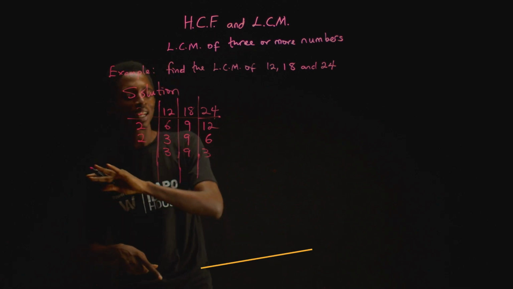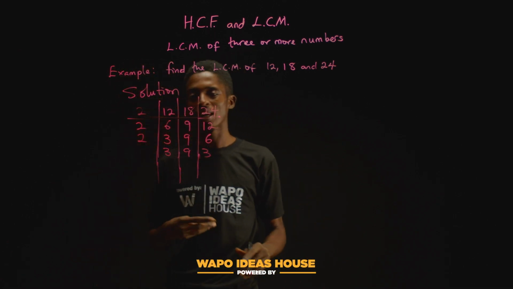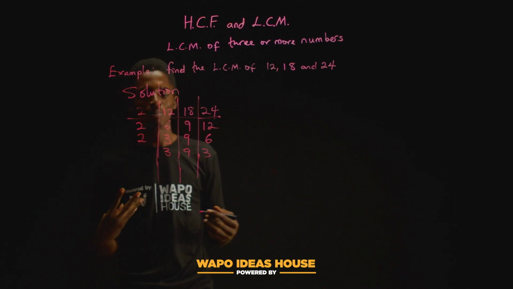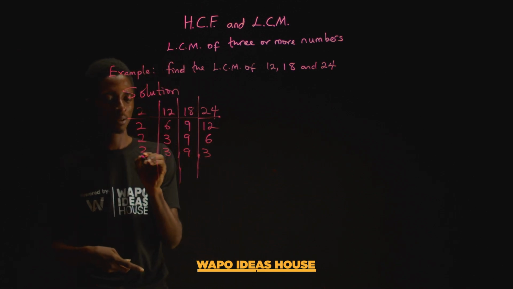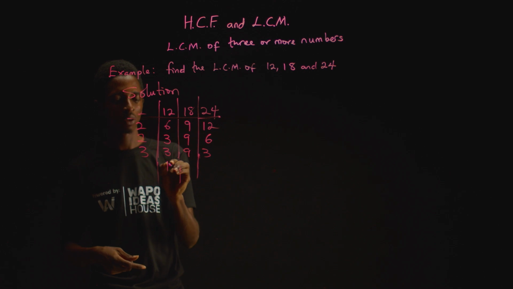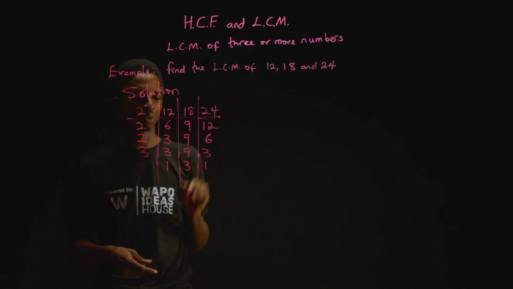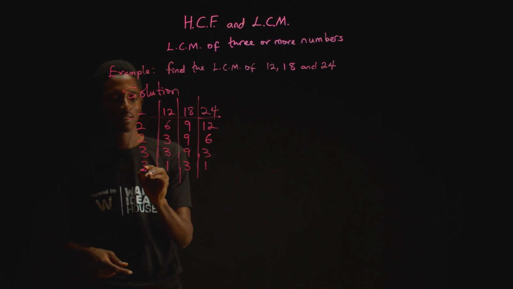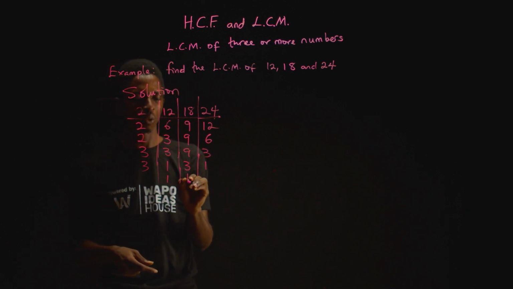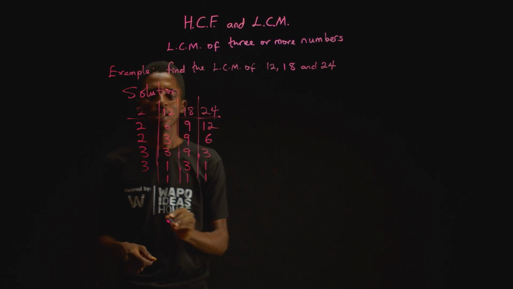Now 2 can still go, so we write down our 3 and 9, and then 2 in 6 would be 3. Now that 2 cannot divide any of this without a remainder, we go to the next prime factor, which is 3. 3 in 3, 1. In 9, 3. In 3, 1. And then 3 here, 1, 1, and 1.